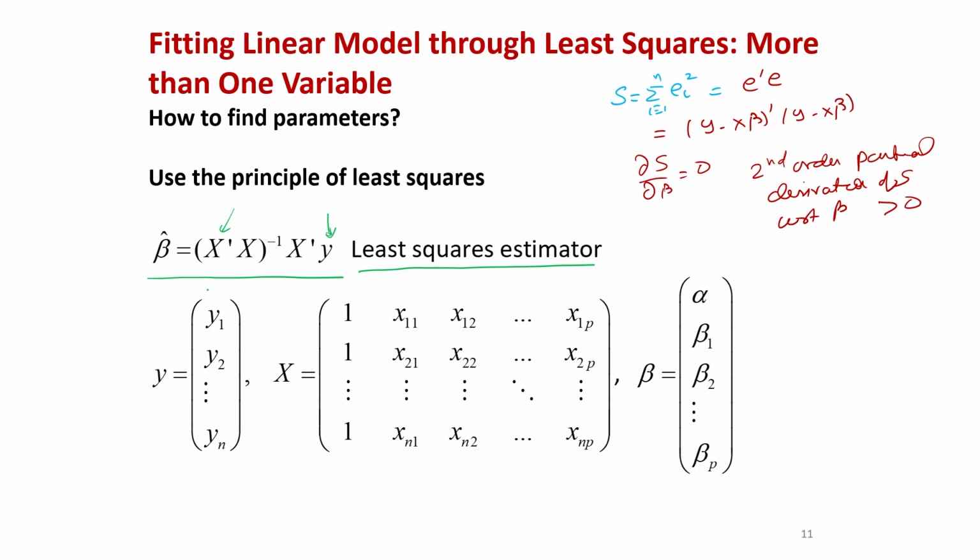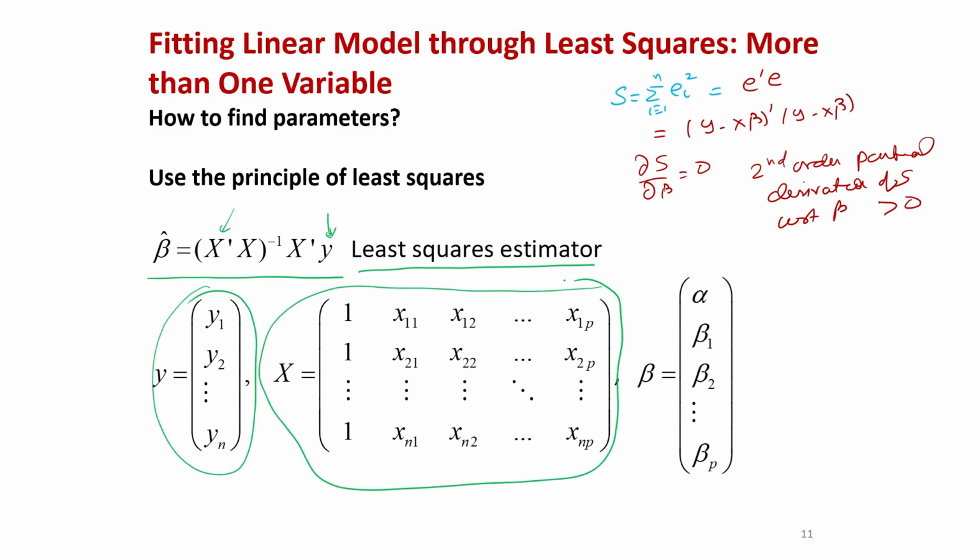So the observations on the y vector, y1, y2, ..., yn, are available. The observations on x1, x2, ..., xp, so this X is also known to us. So given this data we can compute the value of beta hat. And beta hat will actually be a vector quantity. If I try to write it down here, this will be alpha hat, beta 1 hat, beta 2 hat, up to beta p hat.